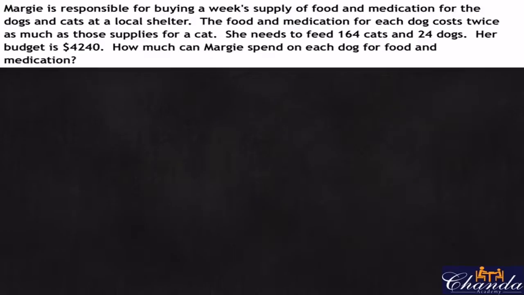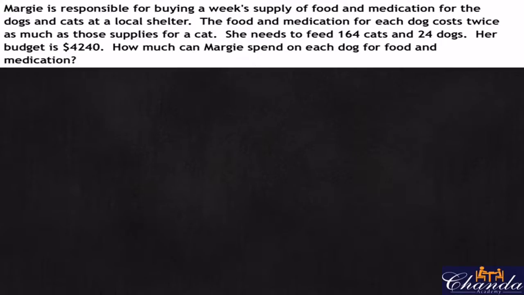Alright, so this particular question says, Margie is responsible for buying a week's supply of food and medication for the dogs and cats at a local shelter. The food and medication for each dog costs twice as much as those supplies for a cat. She needs to feed 164 cats and 24 dogs. Her budget is $4,240. How much can Margie spend on each dog for food and medication?